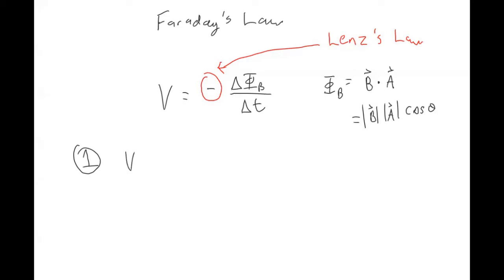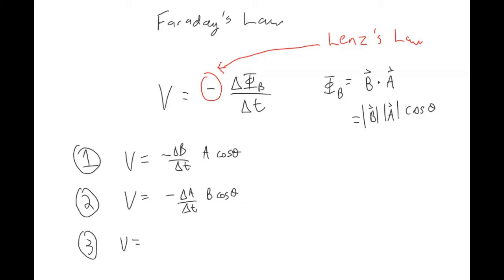So if we change the magnetic field, we would get this equation. If we change the area, you would get this equation. And then if we change the angle, we get this equation. And so there's a lot of extra terms in the last equation because of calculus, so you don't need to know why. So this is changing angle.